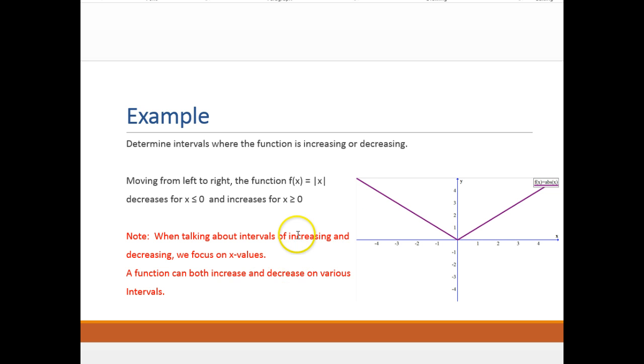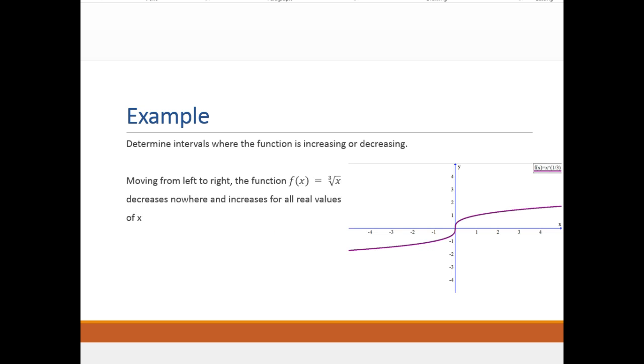Please note that when we're talking about intervals of increasing and decreasing, we're talking about x values, not y values. And please understand that a function can both increase and decrease on various intervals. It doesn't have to increase everywhere. This is a good example of where it decreases on one interval, then it increases on the next interval.